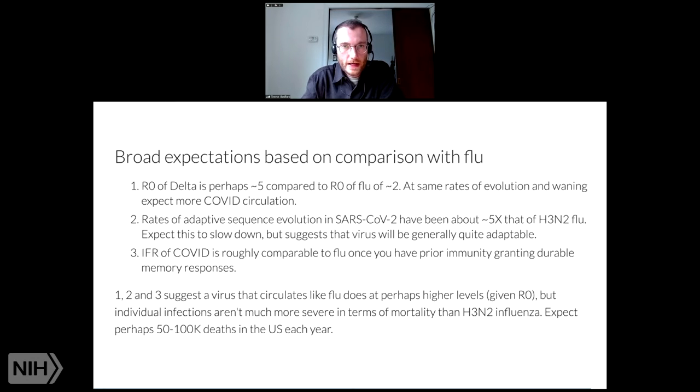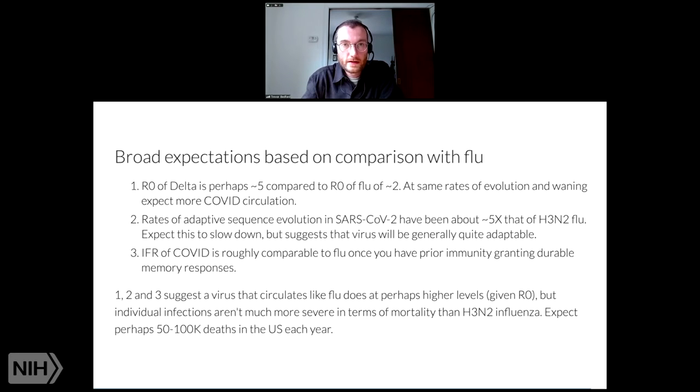I'd expect this to slow down as the virus loses out, captures these easy wins, and they don't exist for it anymore. But this level suggests that S1 is going to be quite adaptable, and I would expect some degree of antigenic drift.